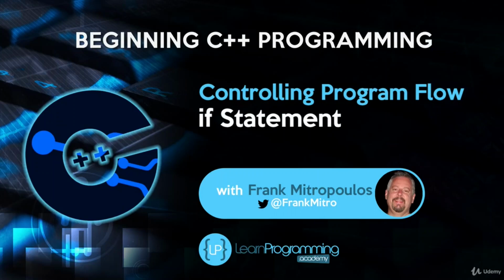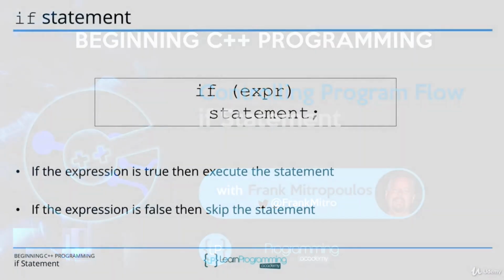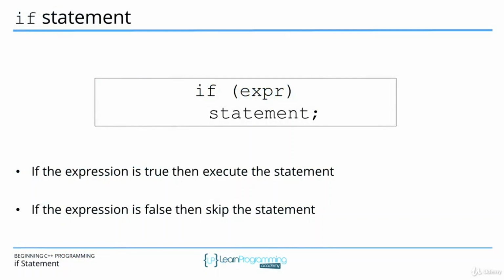In this video, we'll learn about the C++ if statement. The if statement is the most basic of the C++ selection statements, and its syntax couldn't be any simpler. We start with the if keyword, and this is followed with the control expression in parentheses. The control expression must evaluate to a Boolean true-false value. If the value of the expression is true, then the statement is executed. Otherwise, the statement is skipped.